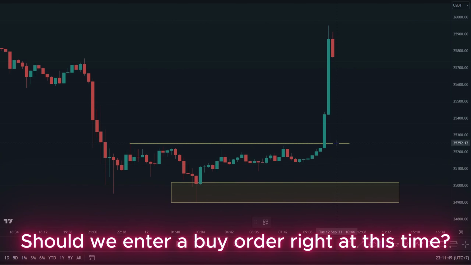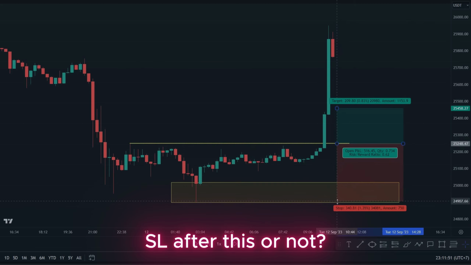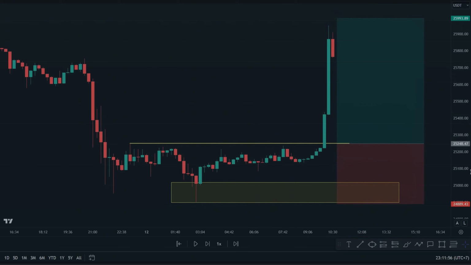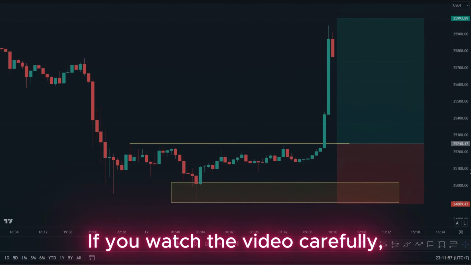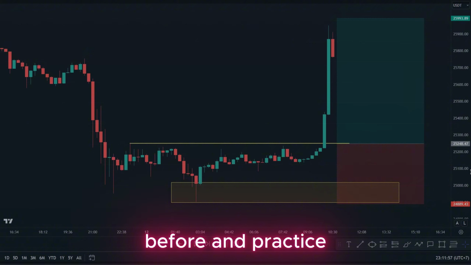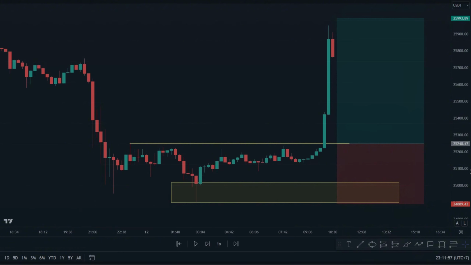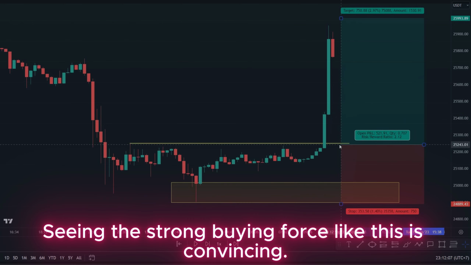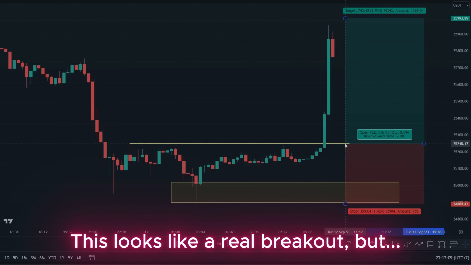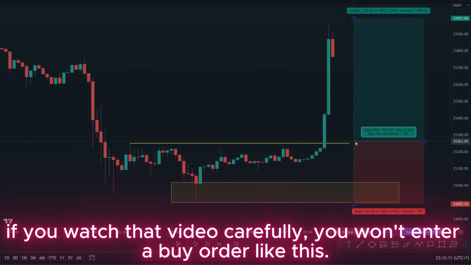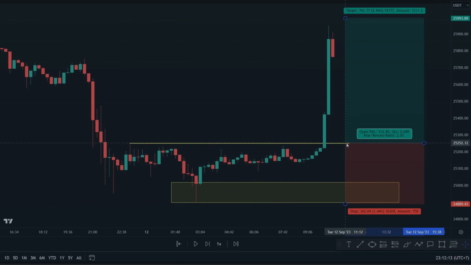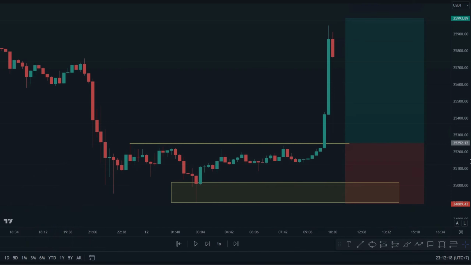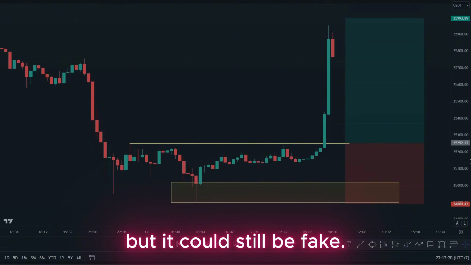Should we enter a buy order right at this time? Here? SL after this or not? If you watch the video carefully, before in practice, then surely, you wouldn't enter a buy order like this. Seeing the strong buying force like this is convincing. This looks like a real breakout, but if you watch that video carefully, you won't enter a buy order like this, because this force looks so strong. It looks very convincing, but it could still be fake.